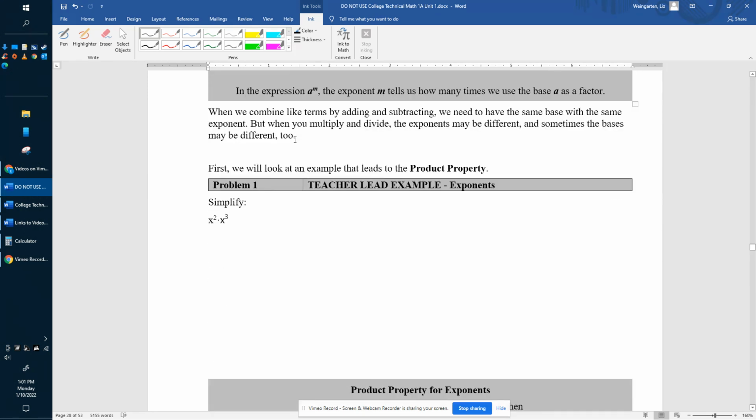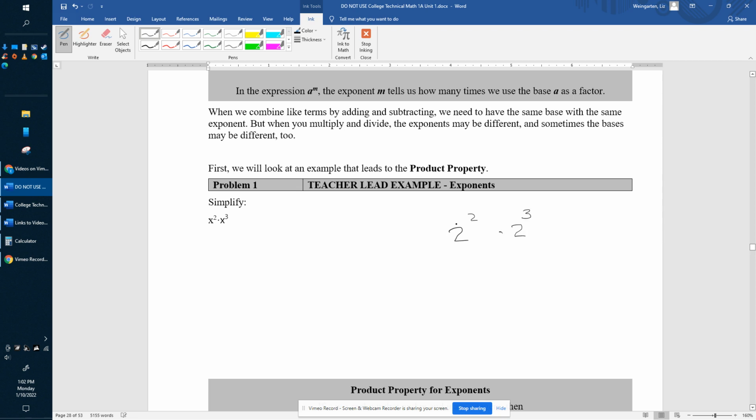So let's take a look at this example. It's going to lead us into the product property. Let's start with a simpler one first. Let's look at 2 squared times 2 to the third.